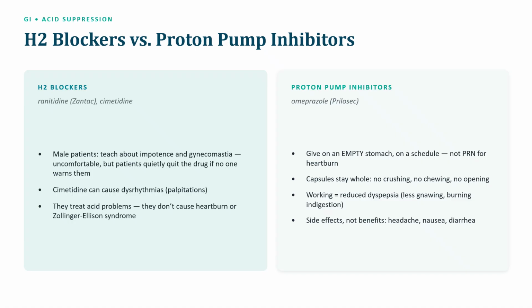Proton pump inhibitors include omeprazole, and the brand name is Prilosec. There are 2 administration points that matter. This medication needs to be given on an empty stomach on a schedule, and it's not given as needed for heartburn. So we do not crush, chew, or open the capsules. The empty stomach requirement exists because the medication must be absorbed and bound to the proton pump before the first meal triggers acid release. So the standard instruction is 30 to 60 minutes before the first meal of the day, taken regardless of whether symptoms are occurring right now or not.